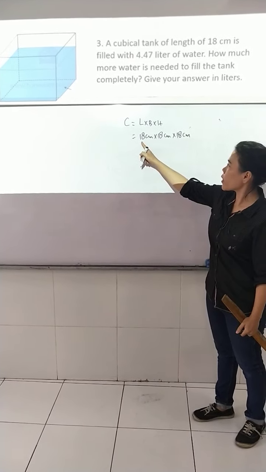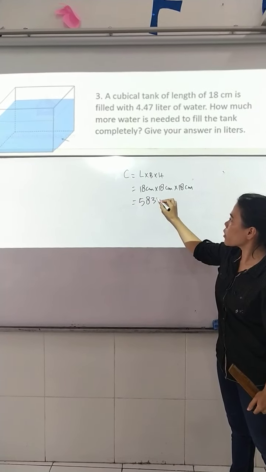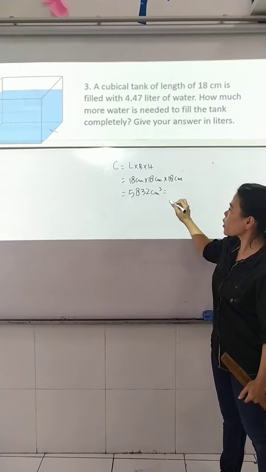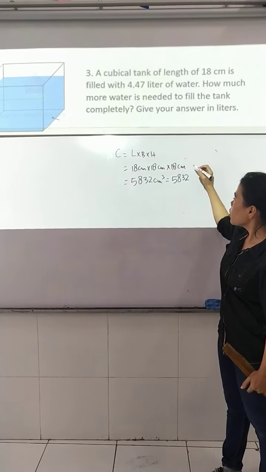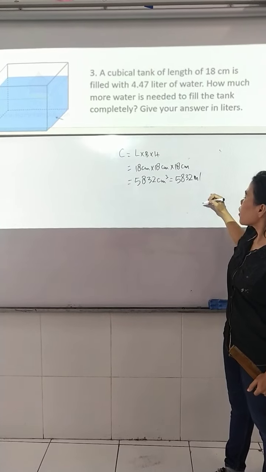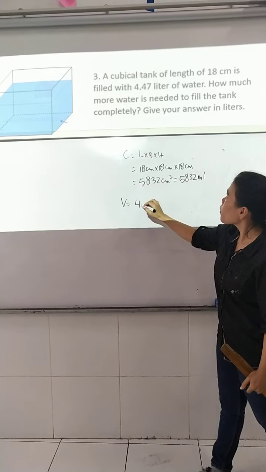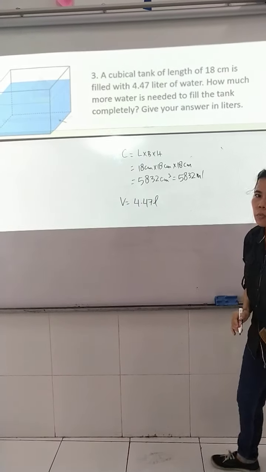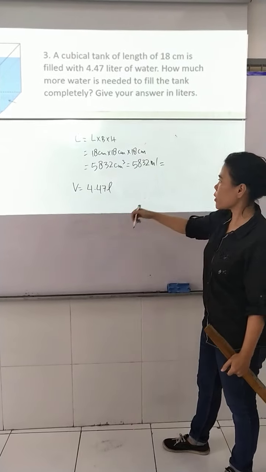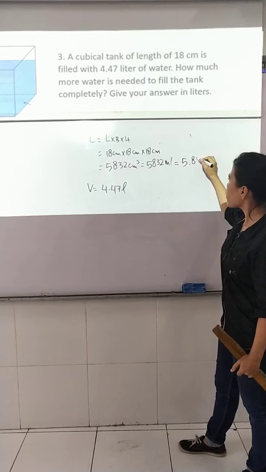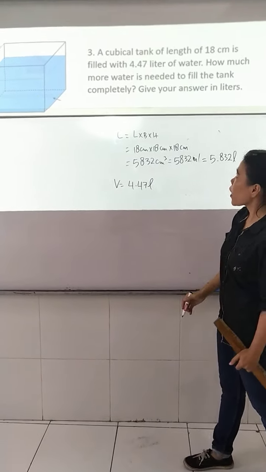Okay, when we multiply 18 times 18 times 18, it's going to be 5,832 cubic centimeter, which is equal with 5,832 milliliter. The volume inside the container is about 4.47 liter. It means we need to convert the milliliter into liter. As we learned last time, it's going to be 5.832 liter.